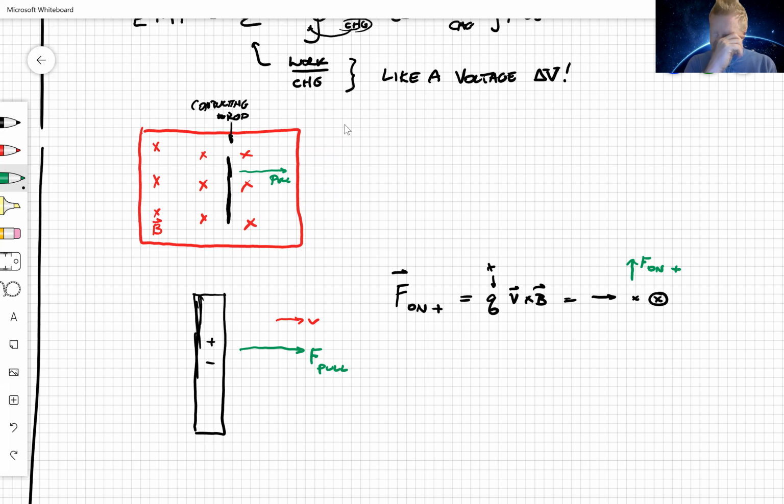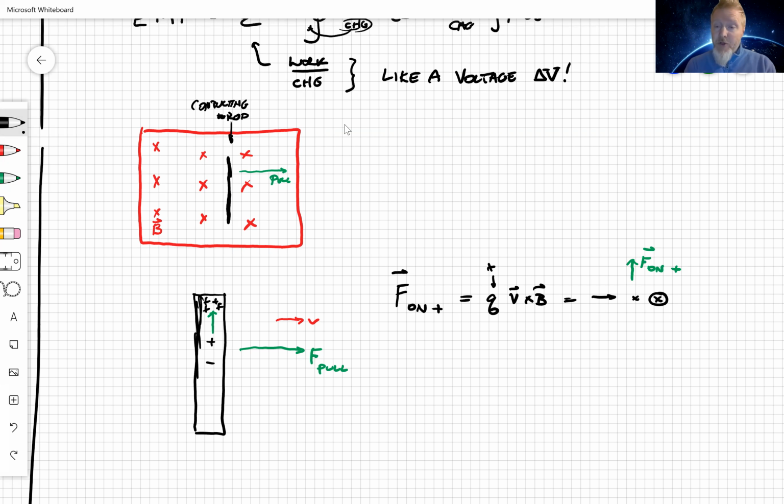The force on the plus charge is going upwards. Okay, so what that means is these things are going to start going up here. I'm going to start noticing that there's a bunch of plus charges up here as I pull this rod through the magnetic field, just grab it and pull it. It's going to accumulate some charge on one side.